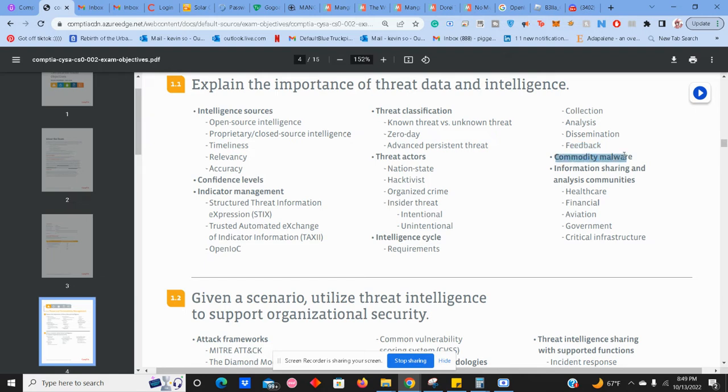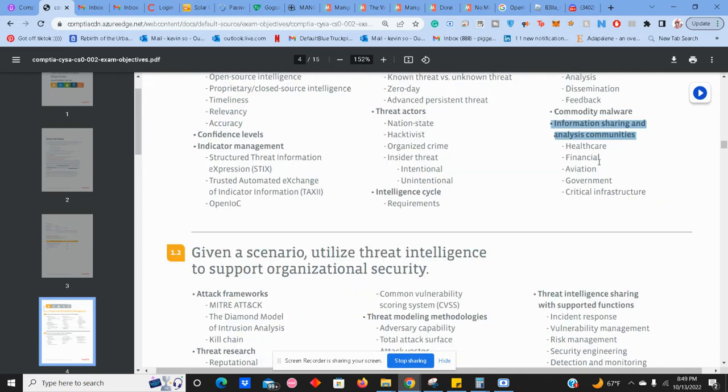One of the most pervasive threats is commodity malware. It is very popular, and a lot of hackers use it because you can easily get it off the shelf. Information sharing communities include healthcare, the financial sector, aviation, the government, and critical infrastructure. The most important part is ISAC.